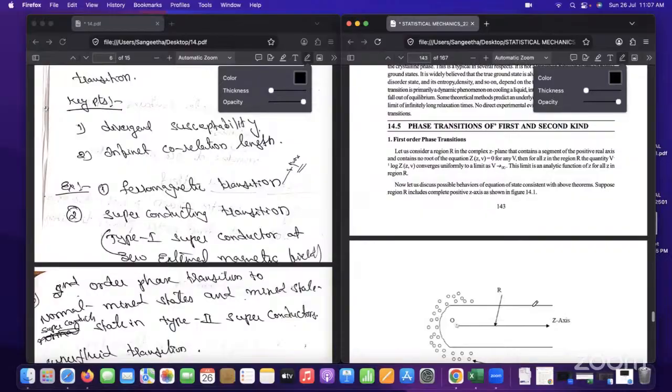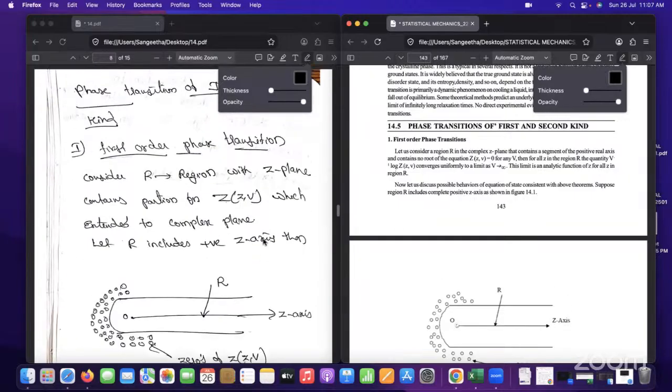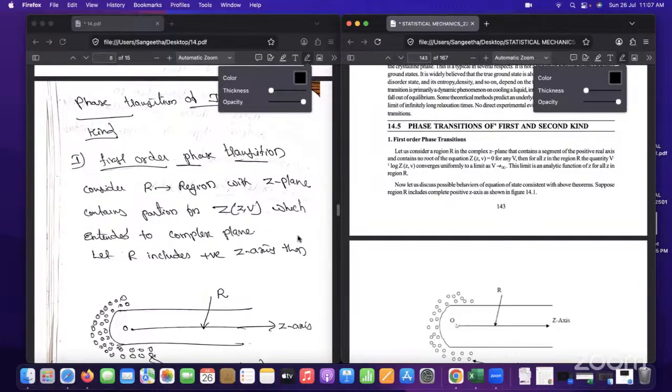And next, come to the next topic. What is phase transition of first and second kind? Suppose here I am taking some region R. First, we will see what is happening in the first order phase transition and what is happening in the second order phase transition. Take some particle, surrounded by other particles. All the particles are here, surrounded by other particles. Here we are considering the positive Z axis.